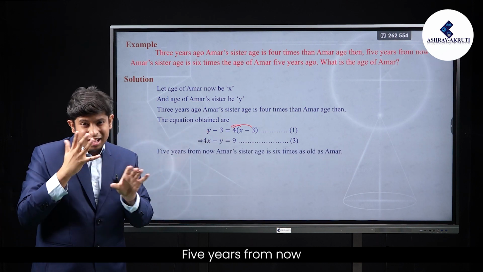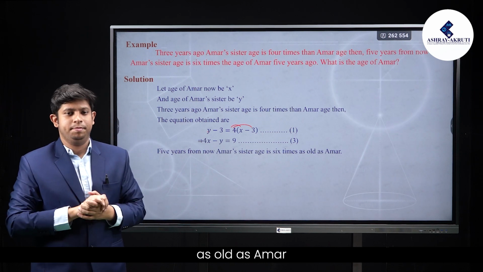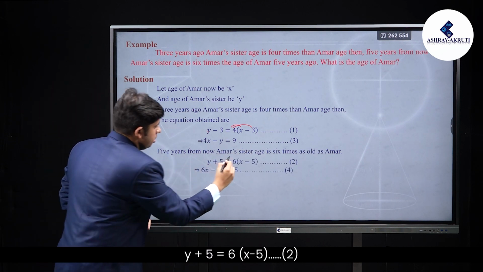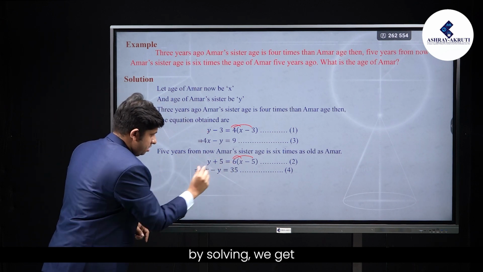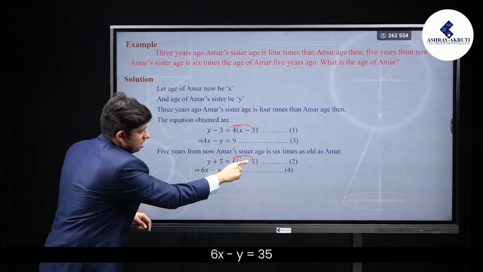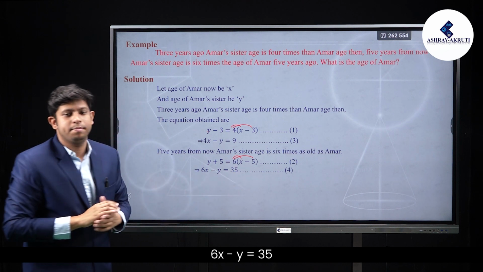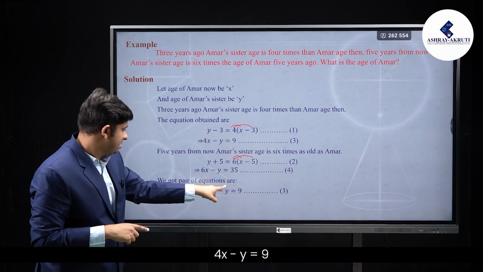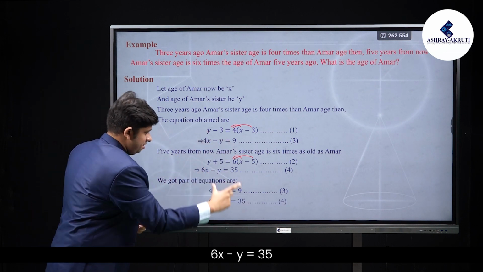Five years from now, Amar's sister's age will be 6 times Amar's age 5 years ago. We get y plus 5 is equal to 6 into (x minus 5). Consider it as equation 2. By solving, we get 6x minus y is equal to 35. We got a pair of equations: 4x minus y is equal to 9 and 6x minus y is equal to 35.